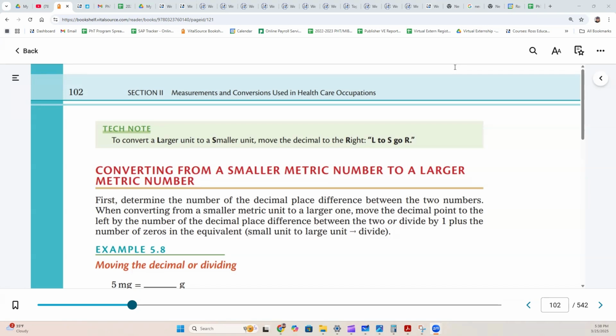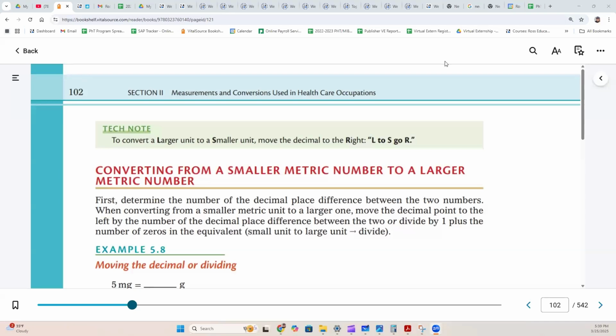Converting from a larger metric unit to a smaller one, first determine the number of decimal places difference between the two units. When converting from a smaller metric unit to a larger one, move the decimal point to the left by the number of decimal places difference between the two, or divide by 1 plus the number of zeros in the equivalent. So small unit to large unit, and then divide.